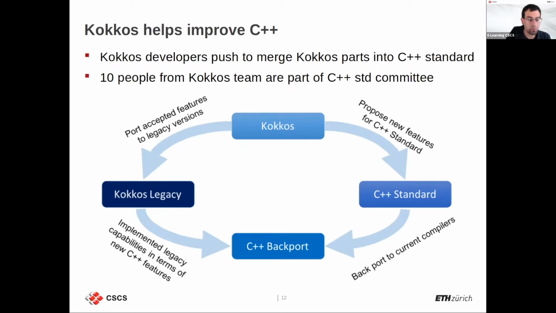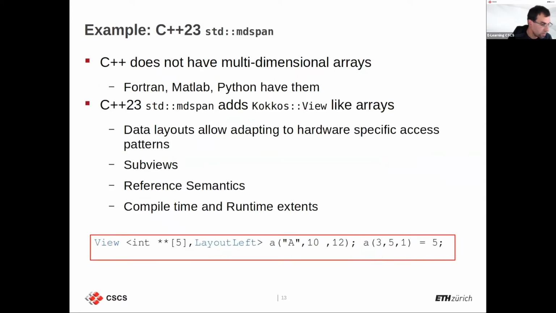And yeah, as we said, there are more than 10 people working with the C++ standard community. So don't worry if you're going to use Kokkos. The idea is that the data structures and concepts of Kokkos will sooner or later end up in the C++ standard. I will show you one example. In C++23, there is std::mdspan. I know C++23 is not yet the standard, but this multi-dimensional span will end up there.